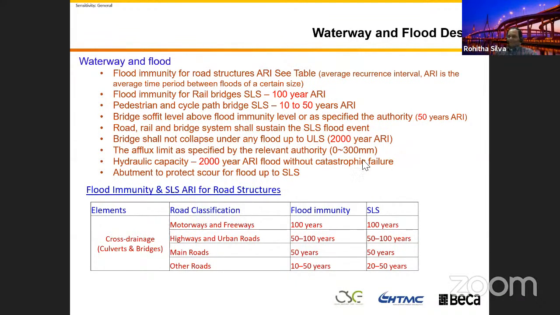I gave you a lot of information in this one. I think you can use this as a reference, but these numbers may be different from design standard to design standard, and the road authorities might specify their own numbers.